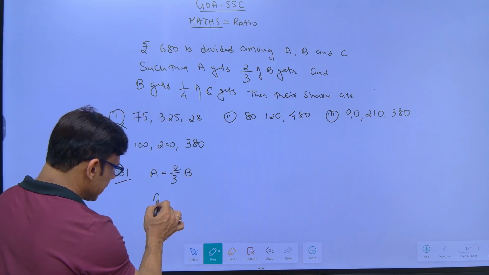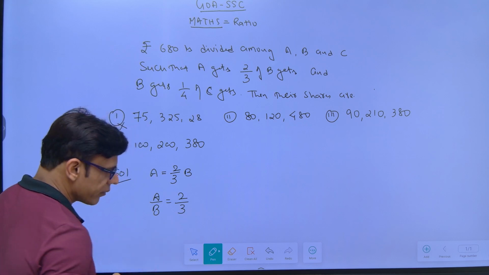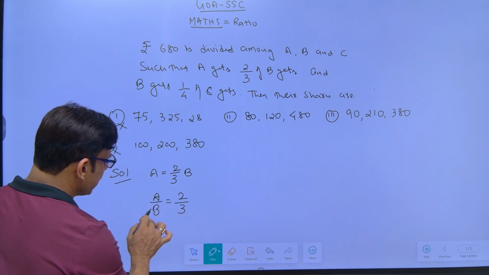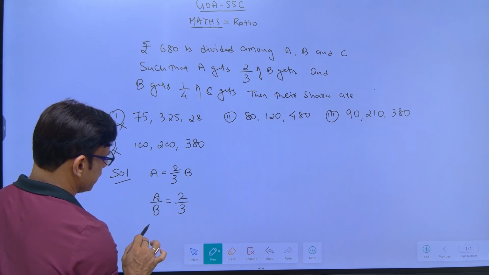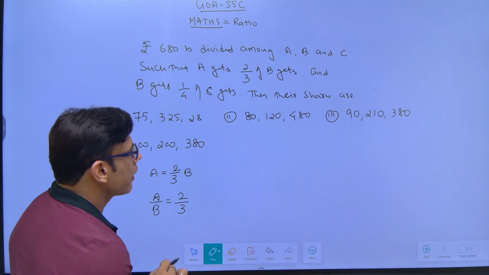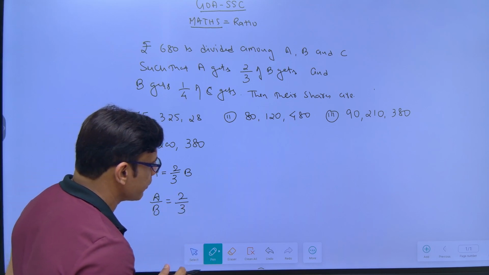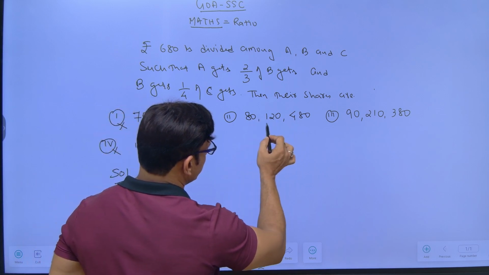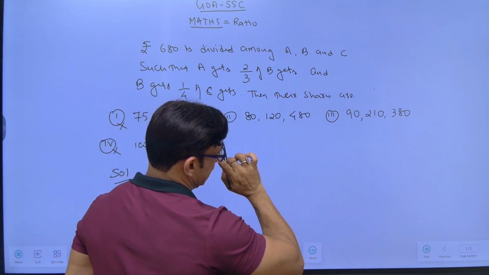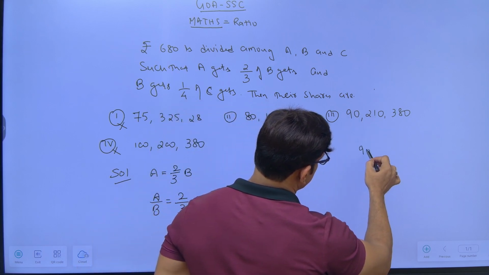So now you write this as A by B is what ratio? 2 by 3. That means the ratio between A and B is 2:3. If A gets 2 parts, B gets 3 parts. Now look at the options. I'll tell you the solution also, but I'll tell you the options also. So here, if you cancel 0, 0, 4 2s are 8, 4 3s are 12. Yes. Cancel 0 and 0, 3 3s are 9. See, this is 90 and 210.